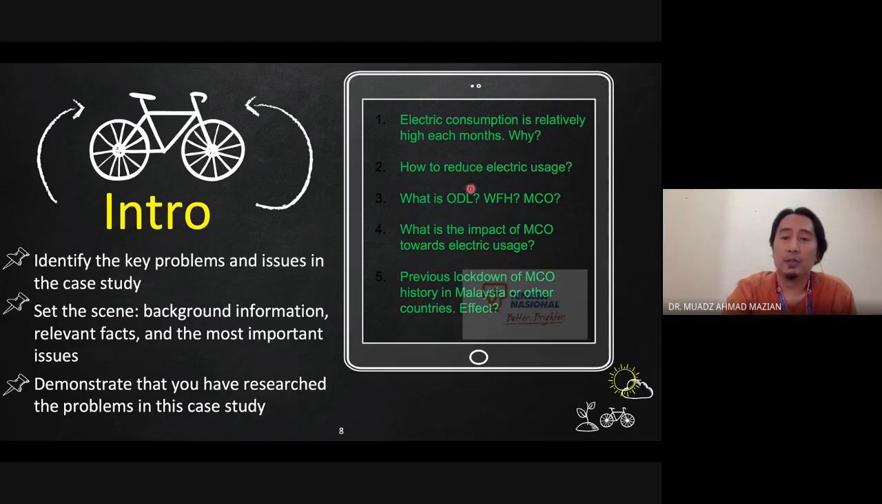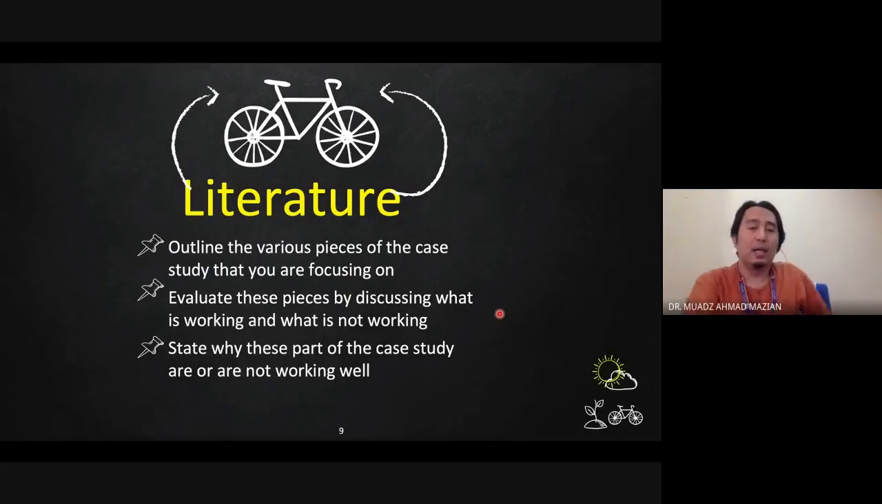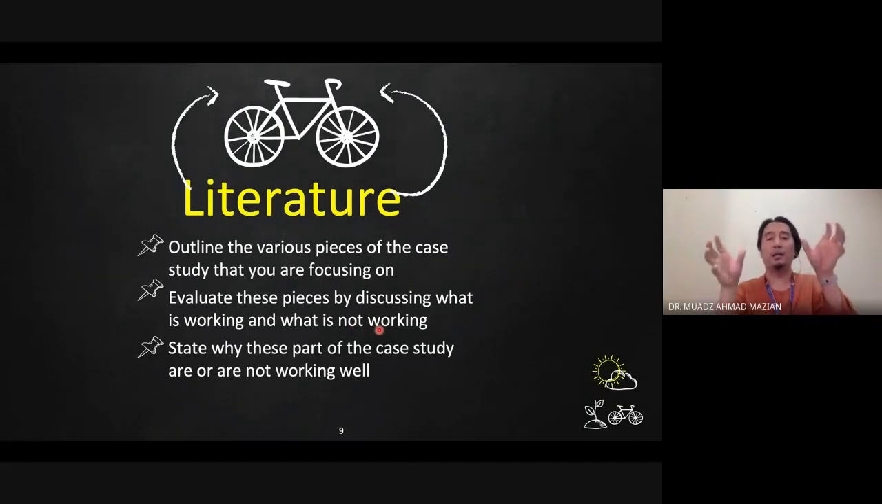Okay. So for the first one, electricity consumption: why the electric bill is high, how to reduce the electricity usage, so on and so forth. Okay, next is on literature. All right, outline the various pieces of the case study that you are focusing on. Macam yang cakap tadi lah, apa yang you fokuskan, you have to make it very general at first, and evaluate the pieces by discussing what is working and what is not working, right? You ada pro, ada cons, and state why this part of the case study is or is not working well.